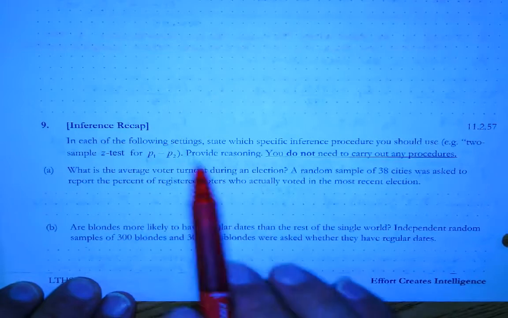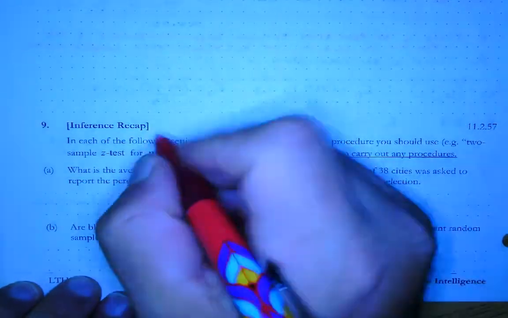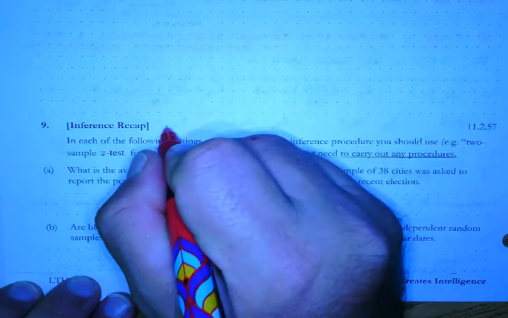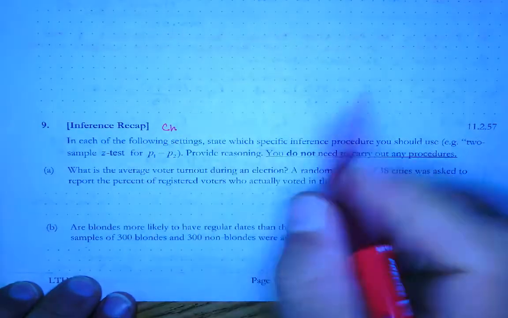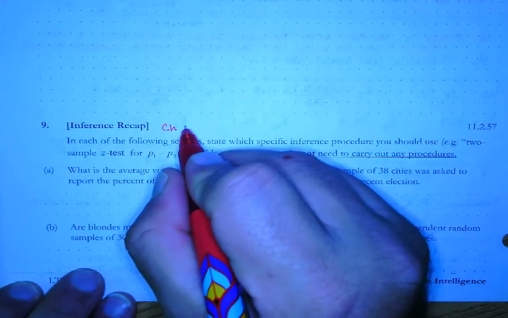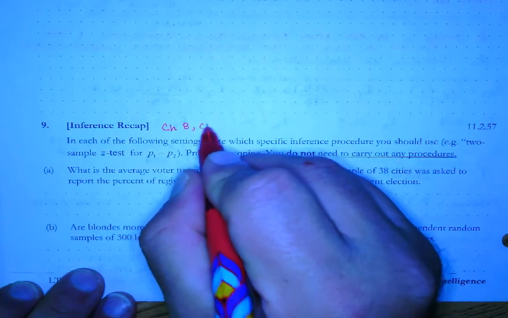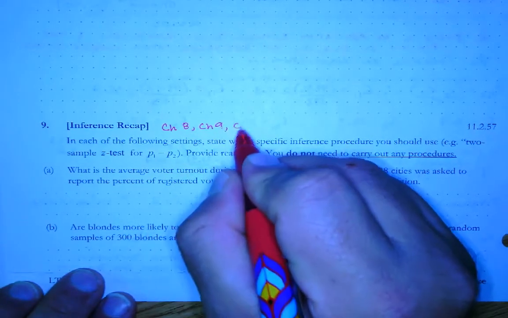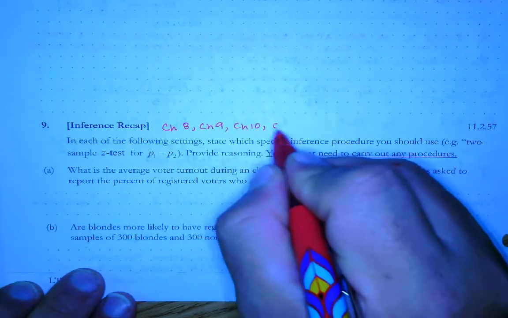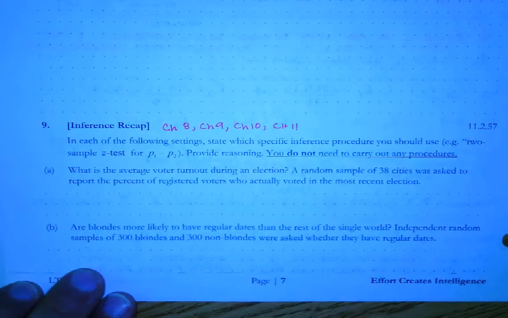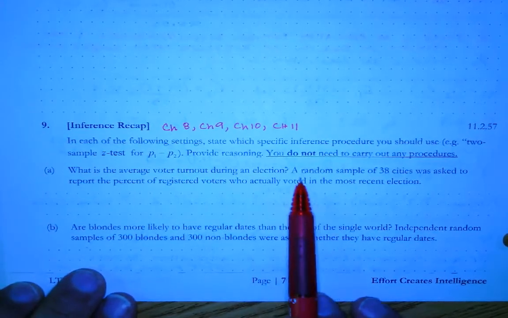A recap of our inference, right? So we have spent chapter 8, chapter 9, chapter 10, and chapter 11. We've spent 4 chapters looking at inference procedures.